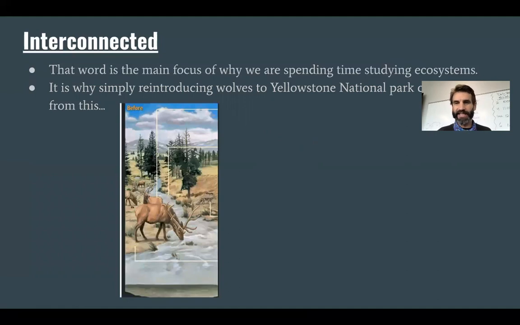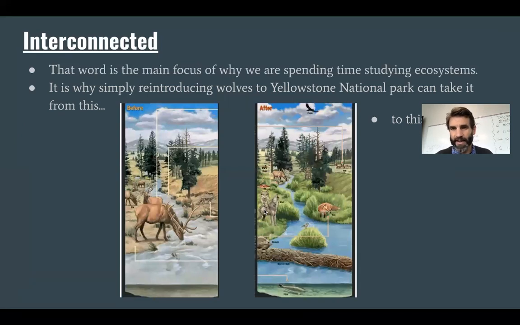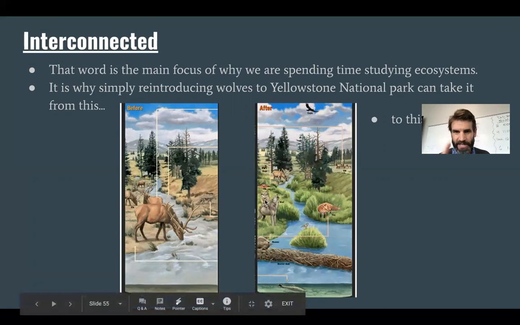And this interconnectedness is why simply reintroducing wolves to Yellowstone National Park took it from a place that looked like this, kind of bland, not much biodiversity, not many different species there, to something that looks like this, a lush environment, many different species interacting with each other, many different healthy species, simply by introducing one species had this major effect.